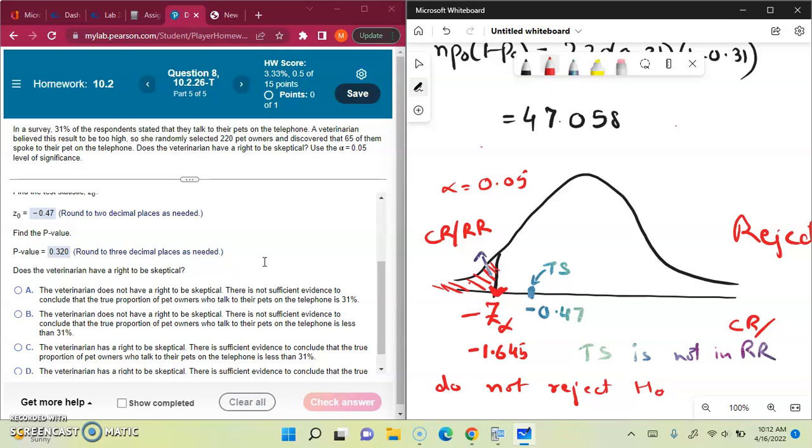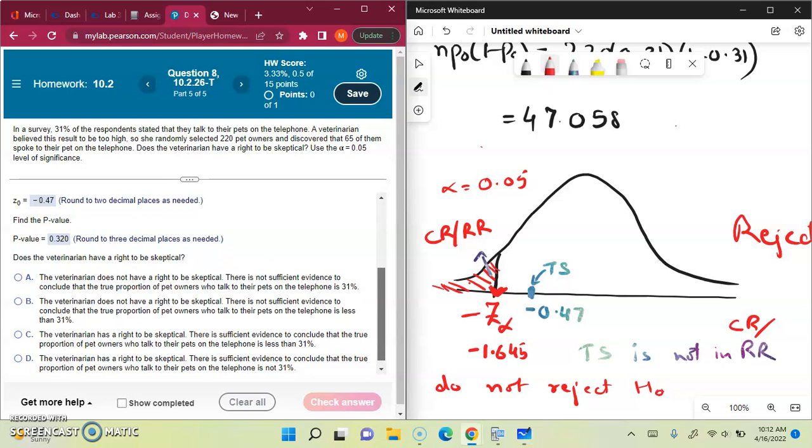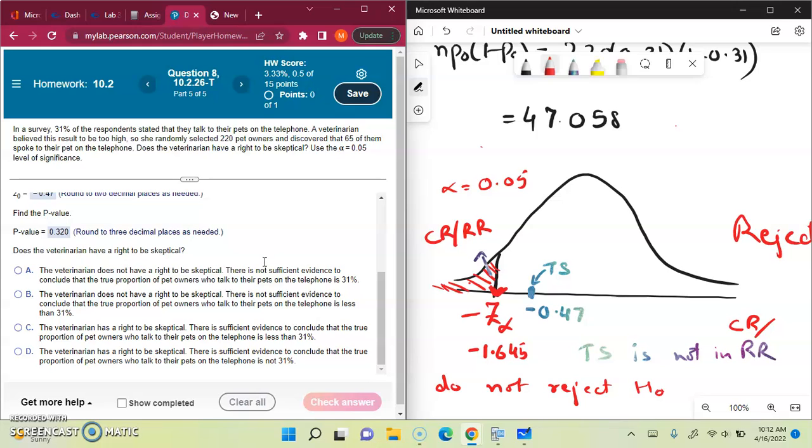So that means the claim of the vet is wrong. Does the vet have the right to be skeptical? No, the claim has to be wrong, right? So we have to find where she is not right. So A or B, let's read. The veterinarian does not have the right to be skeptical. There is not sufficient evidence to conclude that the true proportion of pet owners who talk to their pets on telephone is less than 31%. That was her claim. It was not that it is 31%. It was less than 31%.